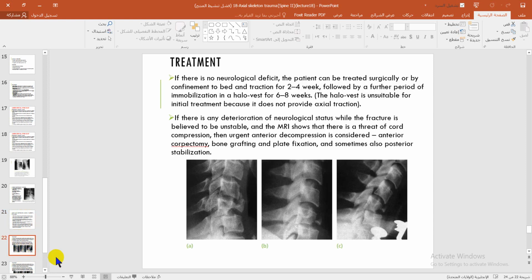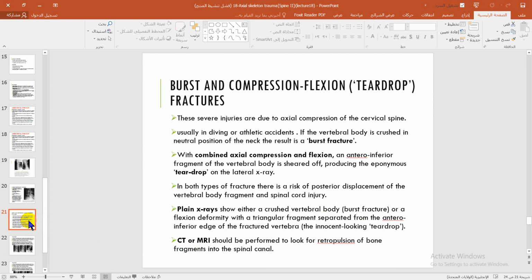Here there is a piece of the bone. This one was called teardrop. The inferior part of the vertebra might be fractured, like a teardrop, and was called teardrop fracture. Sometimes in a burst fracture the whole body is involved, or sometimes the inferior part of the vertebral body is involved, and is called teardrop fracture. CT scan or MRI should be performed to look for retropulsion of the bone fragment into the spinal canal.